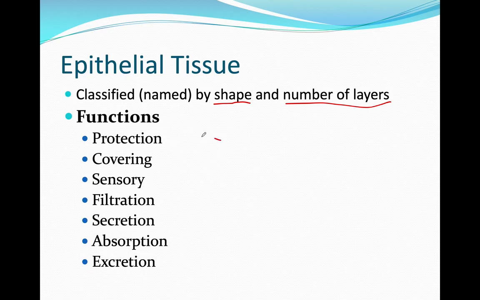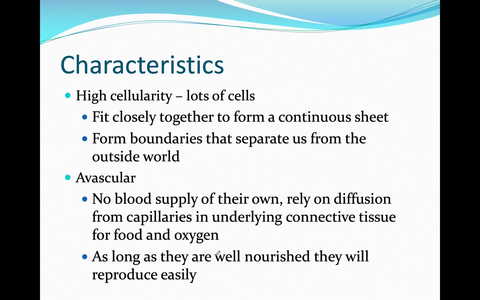Functions. When we talk about the functions, one of the biggest types of epithelial tissue is going to be my skin. So let's look at these functions and see if they match up. My skin protects, my skin covers, my skin can sense things, my skin filters things out, my skin can secrete things, my skin can absorb things, my skin can excrete things. So skin is going to work for all of these, and you're going to have to know these for this chapter and for the next chapter. Skin is not the only epithelial tissue, but it's a really good example to think about when you want to think about the functions.